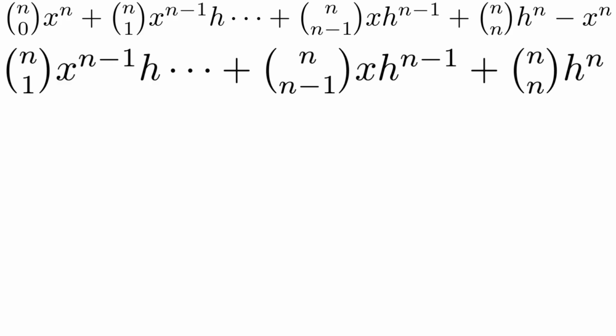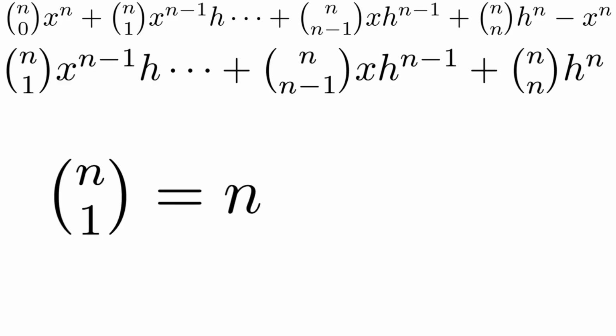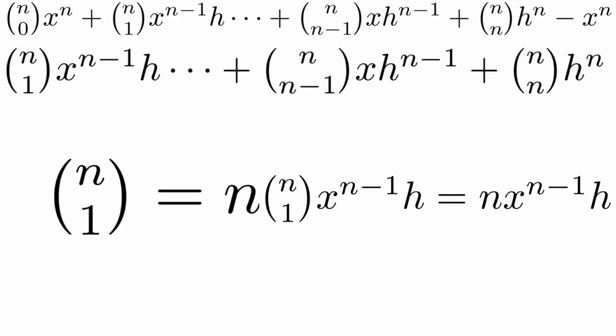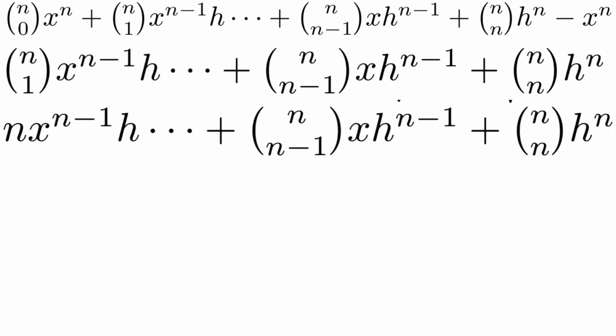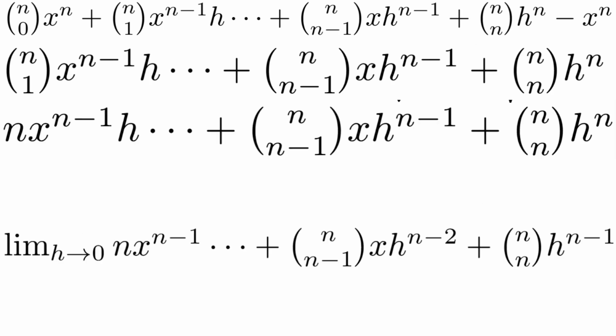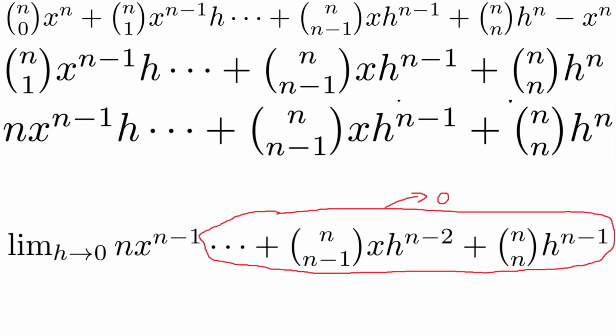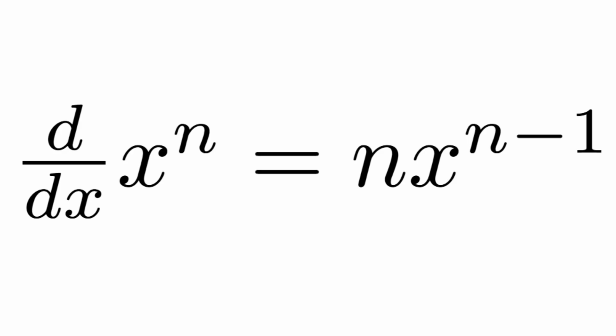numerator. And n choose 1 is always n, meaning our coefficient of x to the n minus 1 times h is now this. Then it's divided by h, making it so the only term without an h is n x to the n minus 1. Now when the limit is taken, all the other terms vanish as they approach 0, meaning the derivative of x to the n is n x to the n minus 1.